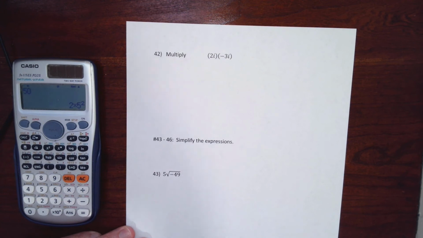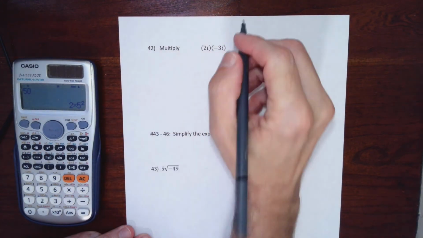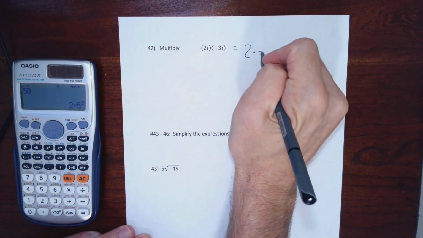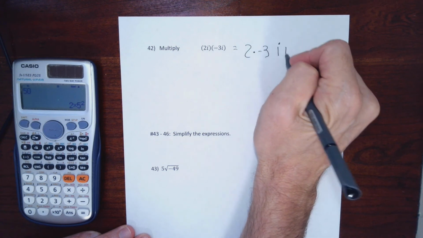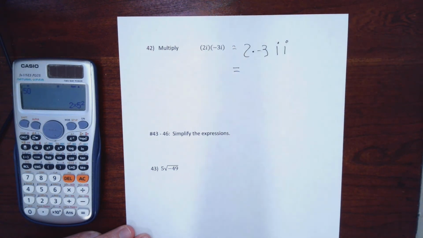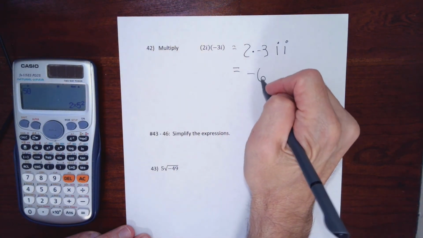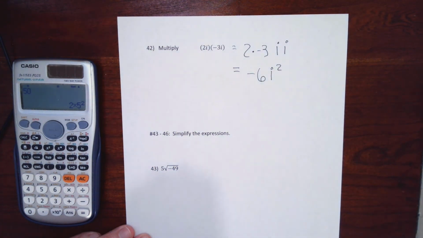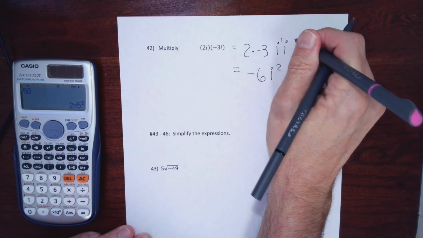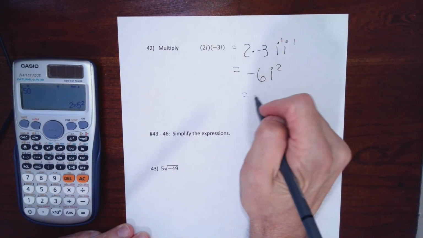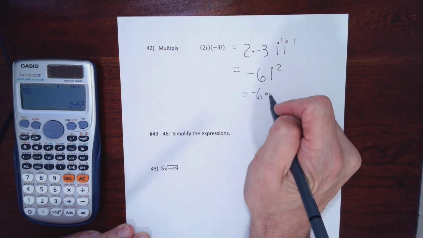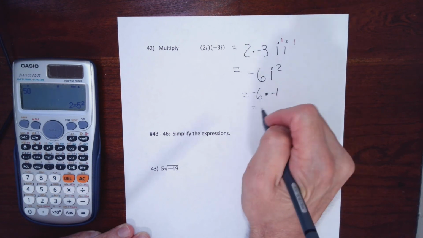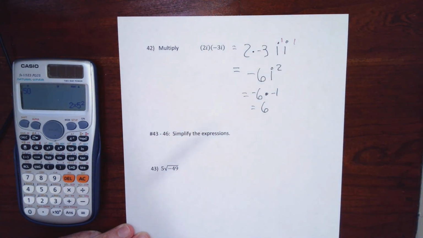42, it's multiplying with i's, and multiplying with i's really isn't any different than multiplying with x's, other than if you get an i squared, you need to replace it with a negative 1. So in 42, to do the multiplication, I multiply 2 times negative 3 and get negative 6. I multiply i times i, add the exponents that are implied of 1 and 1 and get an i squared. And i squared can be replaced with a negative 1. So negative 6i squared is the same as negative 6 times negative 1. And my answer for 42 is going to be positive 6.